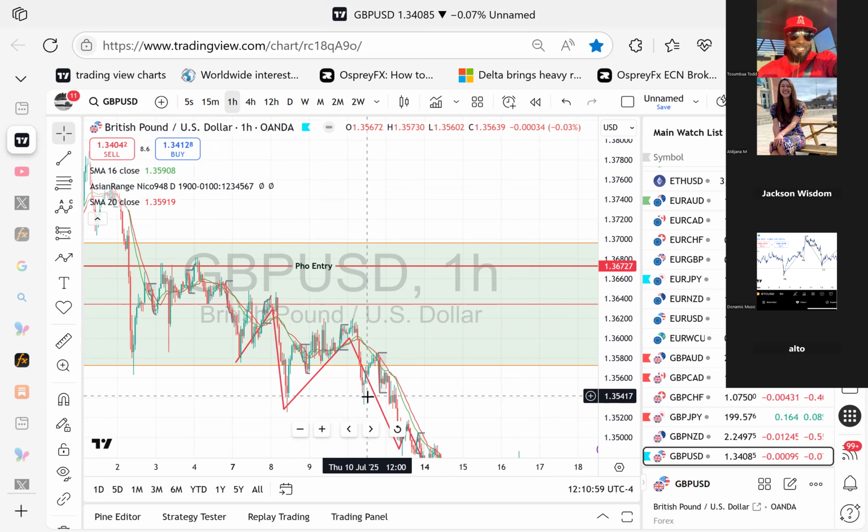So what you're trying to say is that when we find our imbalance, instead of putting the entry at the order block, we'll put it at the imbalance close to the order block, right? Yes, most definitely. That's what I would do.